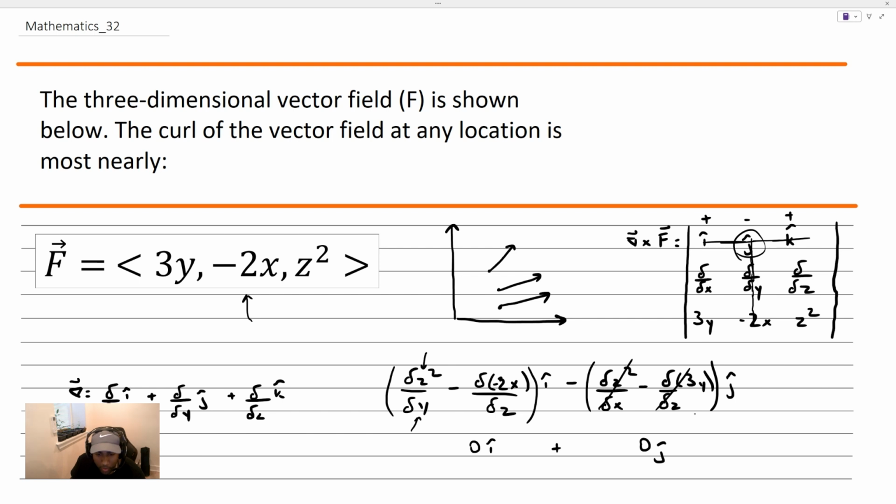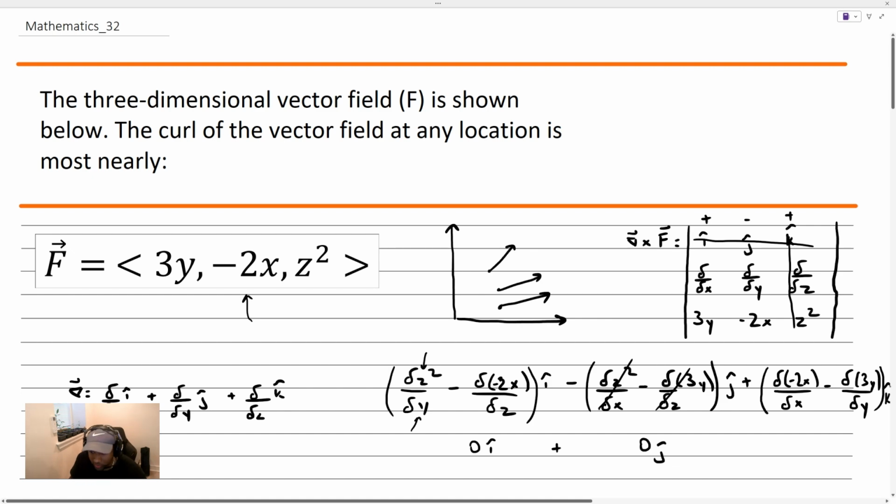And what about the last component here? The last component is that k hat component. It has a positive sign. So we're going to put a plus here, and we're going to compute our last set of partial derivatives. We have the partial of negative 2x with respect to x minus the partial of 3y with respect to y. And that points in the k direction.